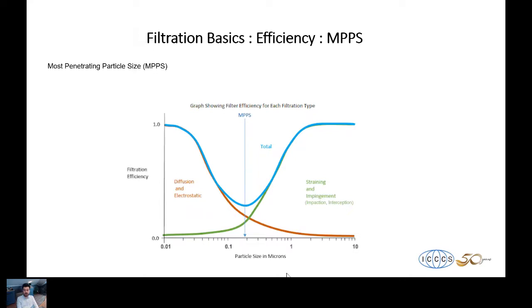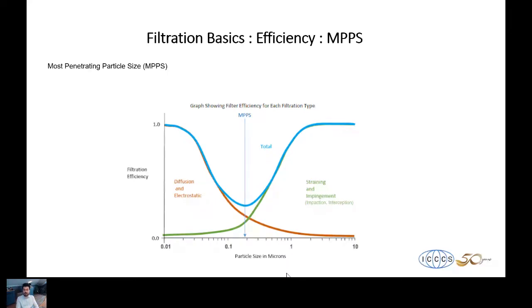graph here, which shows the most penetrating particle size for HEPA filters, or other filter media as well, but here my example is for HEPA. As you can see on the left side, diffusion and electrostatic attraction have the highest impact on small particles. And then straining and impingement, which are the impaction and interception methods, are on the right side. Particles smaller than 0.3 micron can easily be attracted by diffusion and electrostatic force, while these forces go low in impact after 0.5 micron.